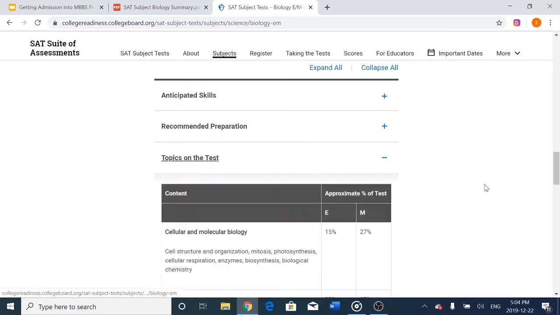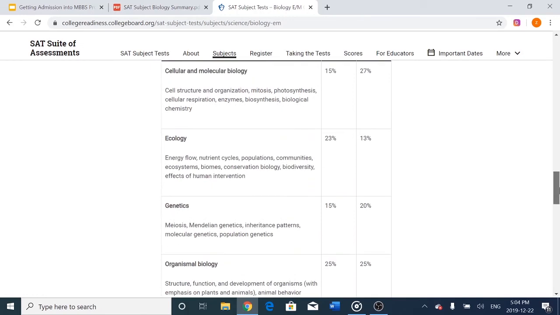So go under topics of the test. You're going to look at what comes into cellular and molecular biology. You're going to have the cell structure, vacuoles, chloroplast. You're going to have to know all of that. Organization. You're going to need to know mitosis and meiosis. You're going to need to know both of them because they're both very, very important. They're going to ask you about anaphase, metaphase, all of that stuff, and about anaphase 2. They might even have very easy questions on there that are related to mitosis and meiosis.